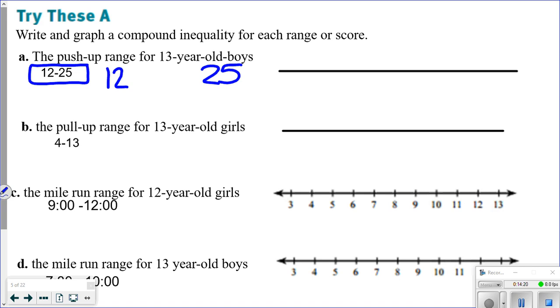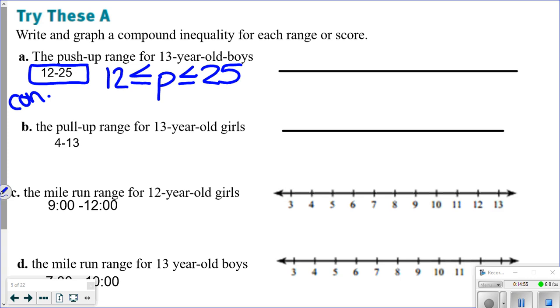We're going to write it as one big statement. Should we use a P again for push-up? Our push-ups have to be greater than or equal to 12. And our push-ups have to be less than or equal to 25. So this is a conjunction, one big compound inequality. And instead of using the word and, we're just going to write it together.